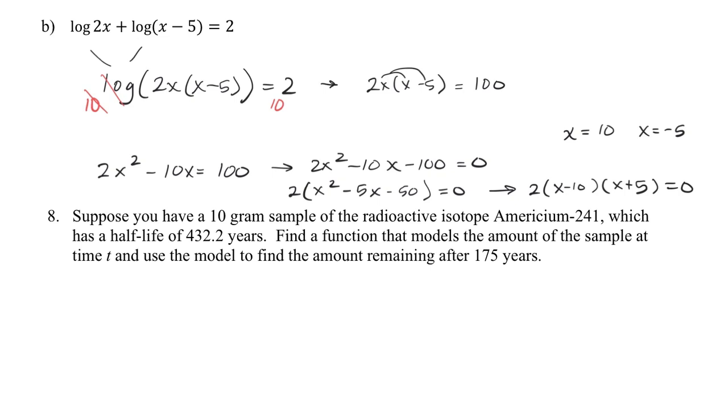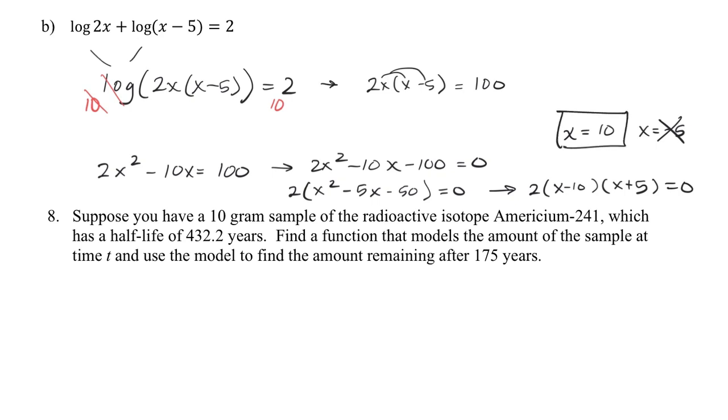Now remember, with logarithms, you should check negative 5 right here. 2 times negative 5 makes negative 10. You can't have negative 10 inside of a logarithm. So negative 5 doesn't work. Check the 10 also. 2 times 10 is 20. That's fine. 10 minus 5 is 5. That's fine also.